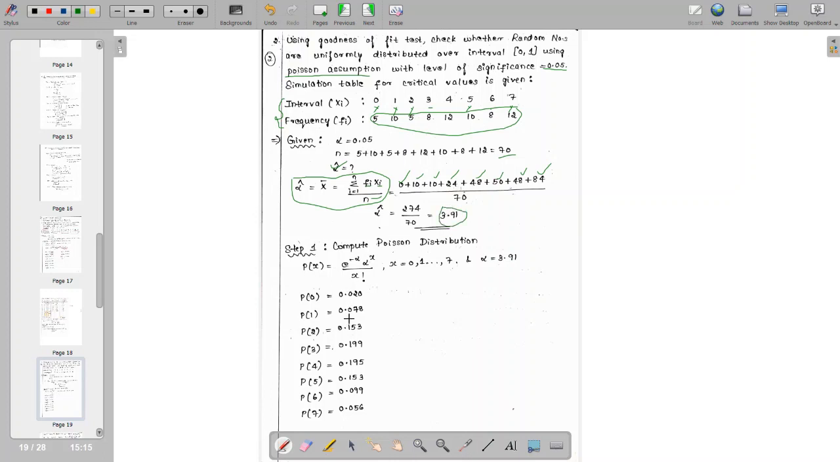The remaining procedures are the same. Suppose in the same question the intervals are not given, then you need to assume the intervals from 0 to n. If the interval starts from 1 to 3, then multiply 5 into 1 plus 10 into 2 plus 5 into 2 and so on. The remaining procedure is the same as explained in the previous problem.